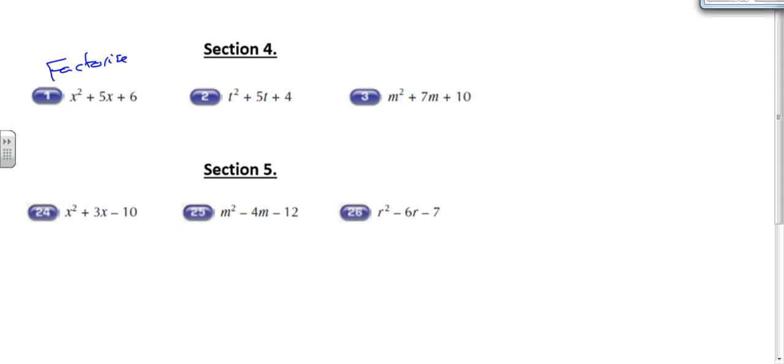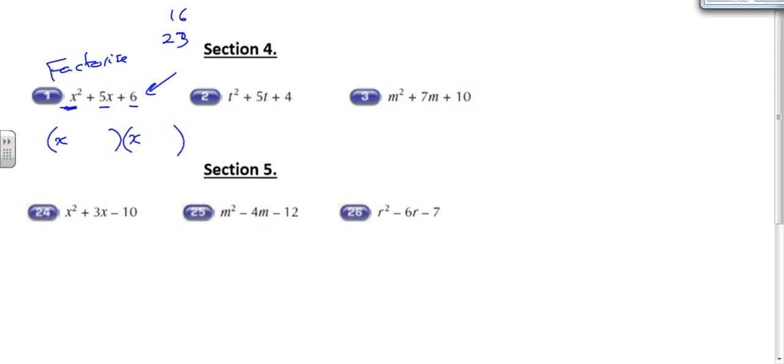So factorise means put into brackets, and because we've got an x squared, a number of x's, and a number, we're going to put it into two brackets. Now start off with what times itself makes the x squared. So that's what we start off with, so x times x. Now, what times by what makes 6? So we could have 1 times 6, or we could have 2 times 3.